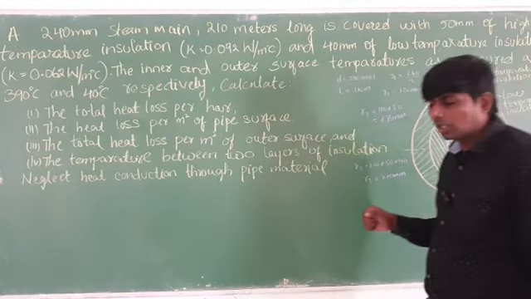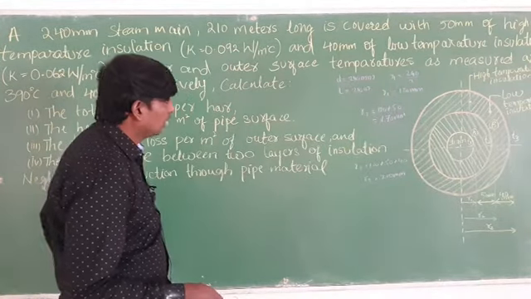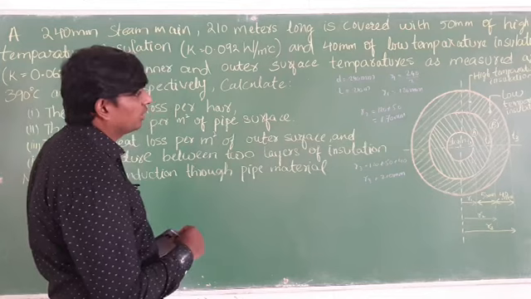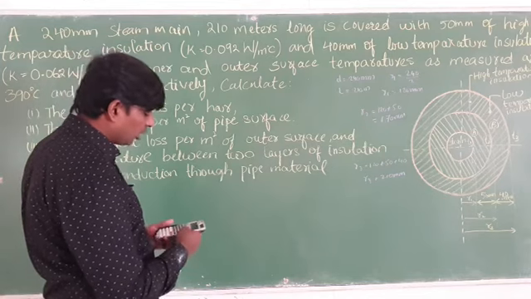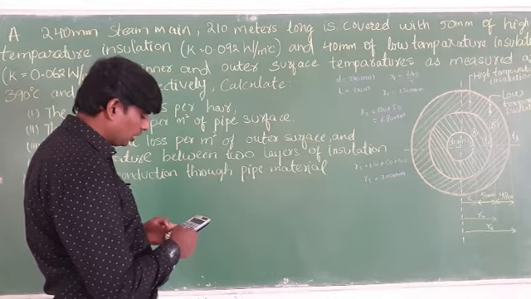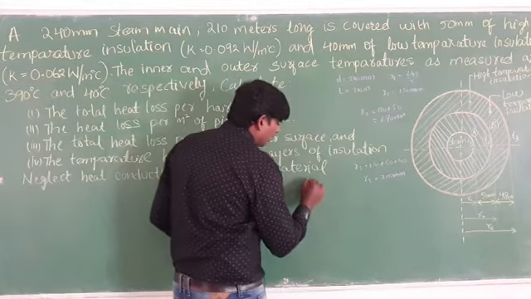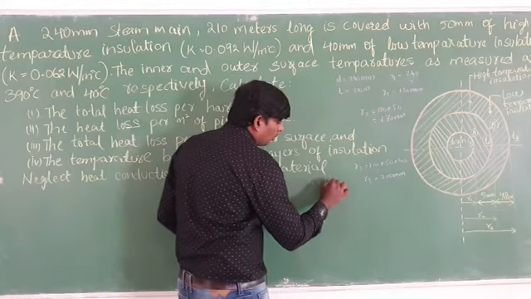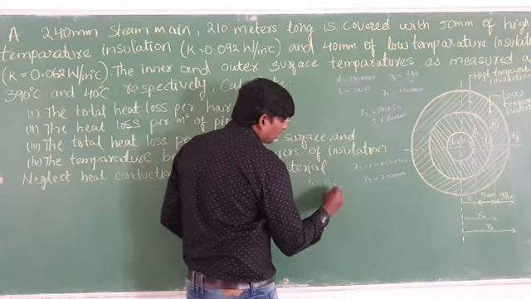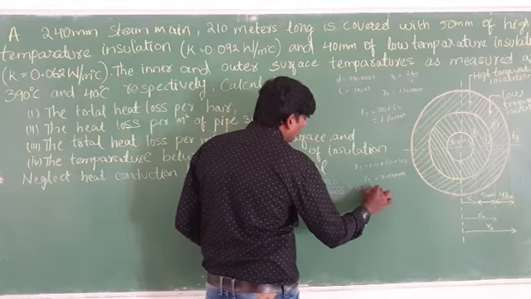First you have to convert into meters. This R1, R2, R3. Here, what is the first value given? R1 is 120. 120 divided by 1000, so you will get 0.12 meter.